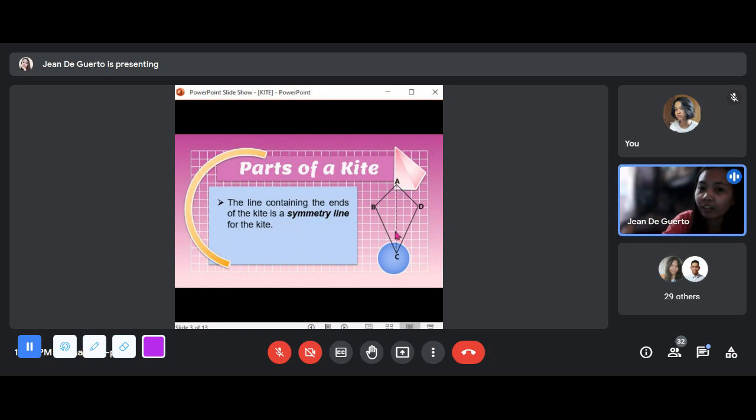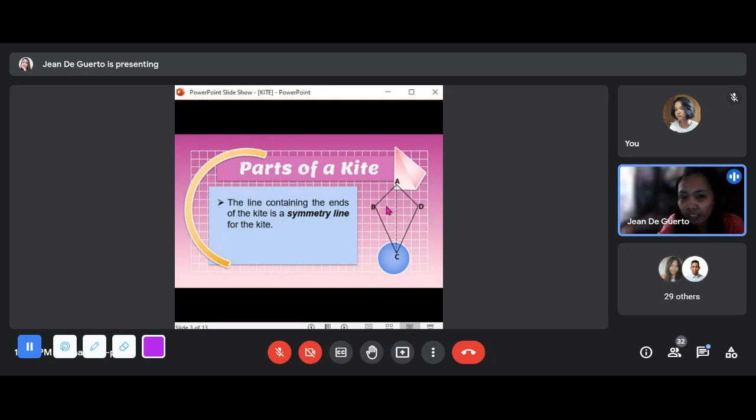Ayan. Next part, if you are going to connect point A and point C, yung ends ng kite natin, we form a diagonal. Pero itong diagonal na to, we call it as the symmetry line. So aside from calling it a diagonal, we can also call it as a symmetry line. Bakit? Kasi it connects your ends. Okay? It connects the two ends of your kite. So the line containing the ends of the kite is a symmetry line for the kite.